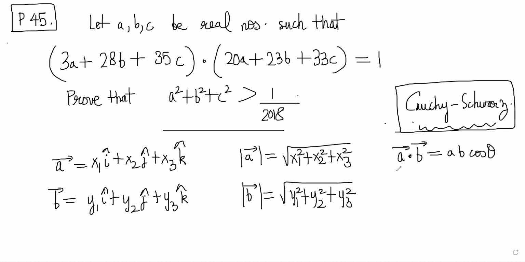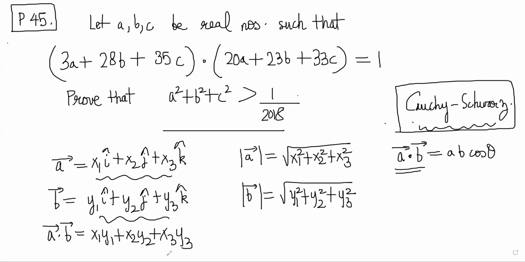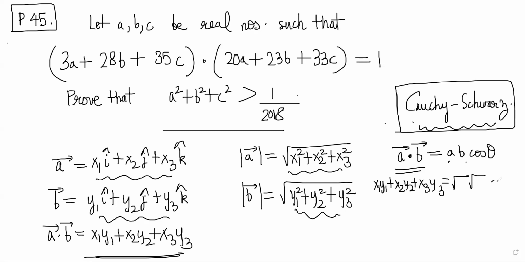Yes, sir. And if the components are known, the dot product can be calculated by direct computation: x1 y1 plus x2 y2 plus x3 y3 is equal to the product of the A and B mods, which are these square roots, right? So can you see here that this is equal to this into cos theta, right?